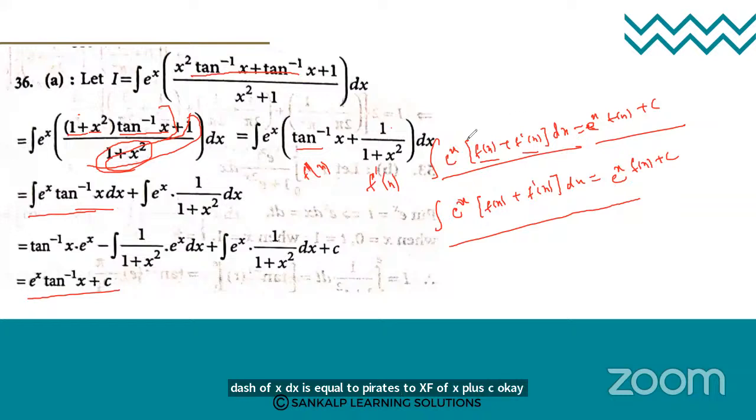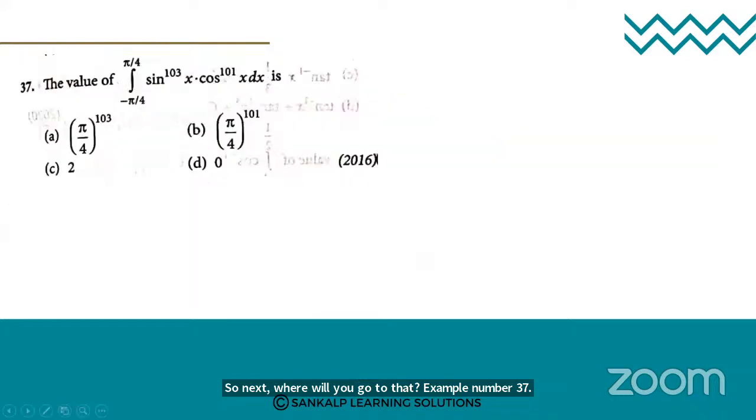Okay, next example, question number 37. Hope these steps are clear. Next we will go to example number 37. In this particular example, the value of the integral from minus pi by 4 to pi by 4 of sine raised to 103x into cos raised to 101x dx is.